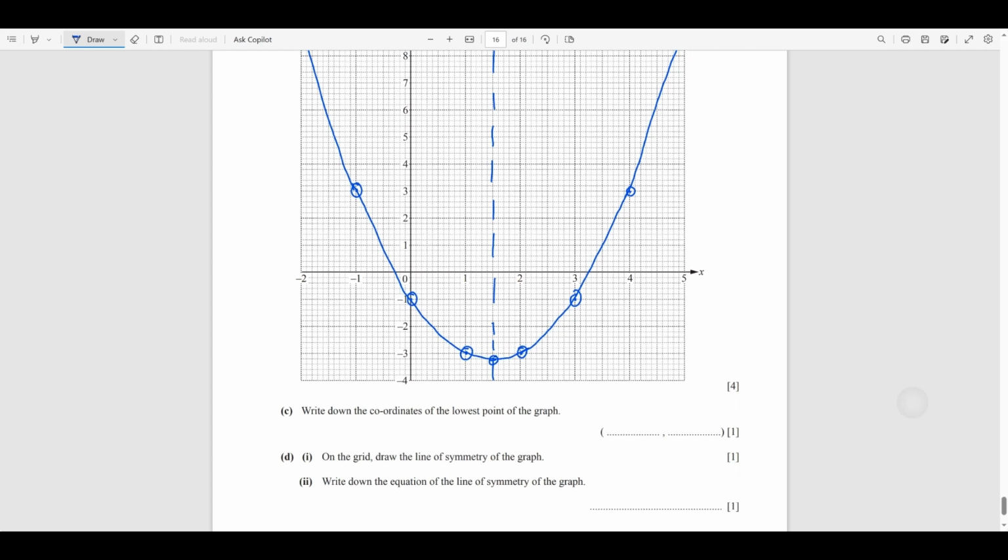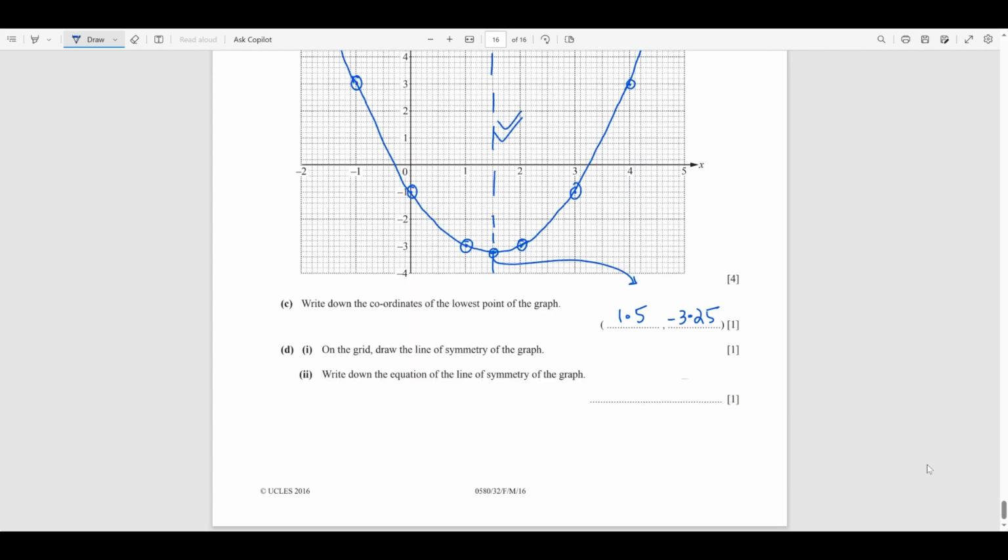Write down the coordinates of the lowest point. So this is the lowest point on my graph, which we just calculated. When x is 1.5, the value of y has to be -3.25. And then on the grid, draw the line of symmetry, already drawn. I just drew it to explain to you. So this is the line of symmetry. And in part 2, write down the equation of the line of symmetry. So it has to be x is equal to 1.5.